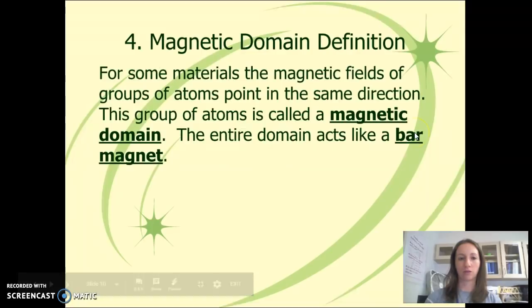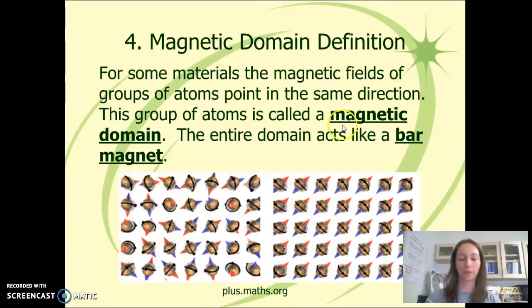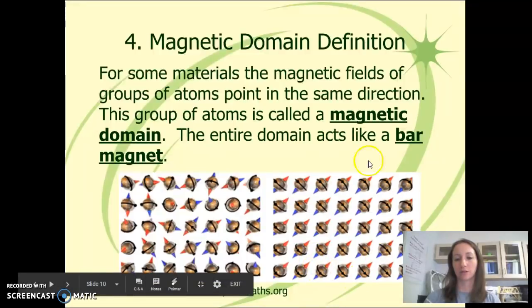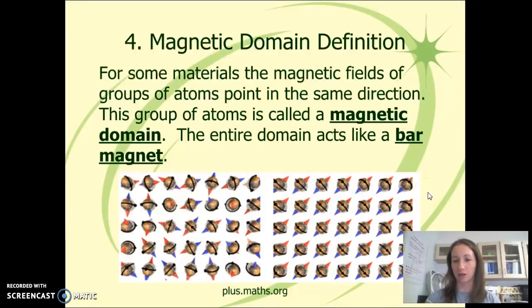Okay. So magnetic domain definition: for some materials the magnetic fields of groups of atoms point in the same direction. This group of atoms is called the magnetic domain. The entire domain acts like a bar magnet. So certain materials can become aligned, and all of their atoms all line up facing the same direction. That becomes a magnetic domain.